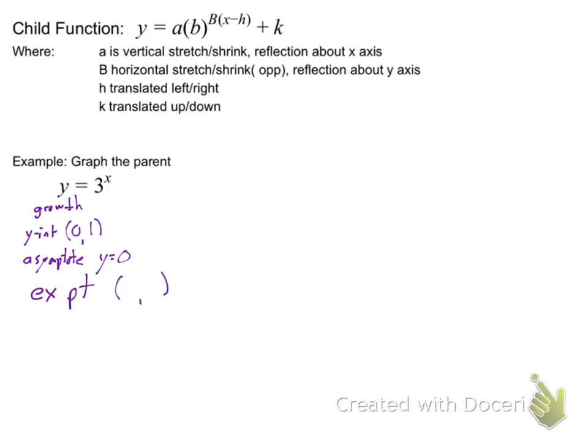Where would my extra point be? What side do I want to choose this on? It's growth. Choose it on the tail. The tail will be on what side? The right side. So I put in something like 1. And if I put 1 in for x, it'd be 3 to the 1st power, and 3 to the 1st power is 3. Graph it. Graph those 3 things, and you'll have a beautiful looking graph.